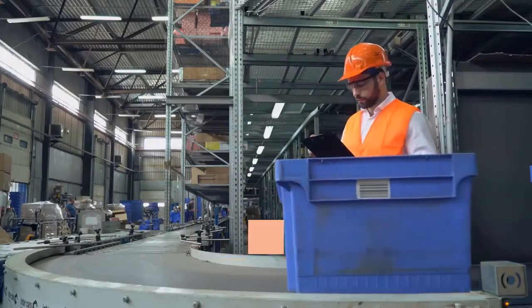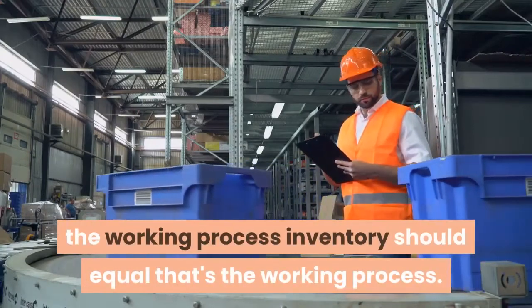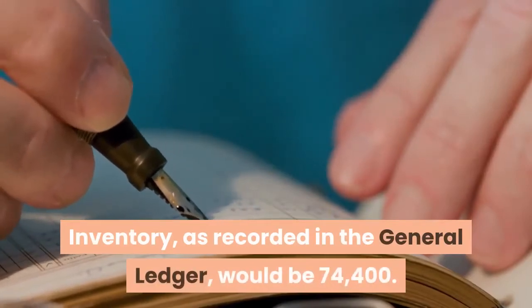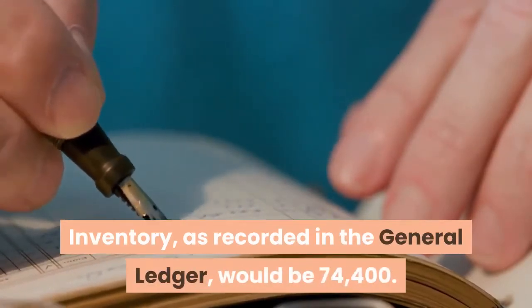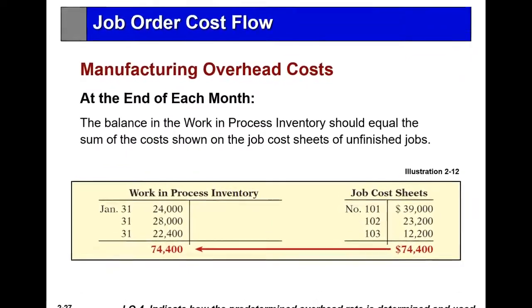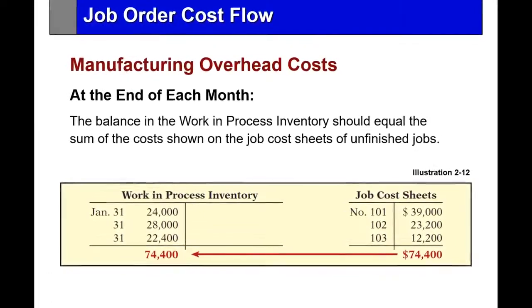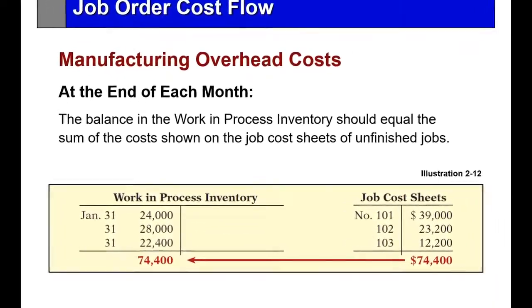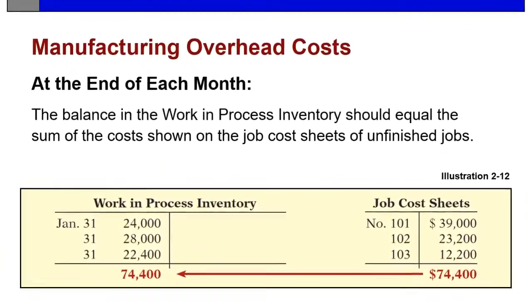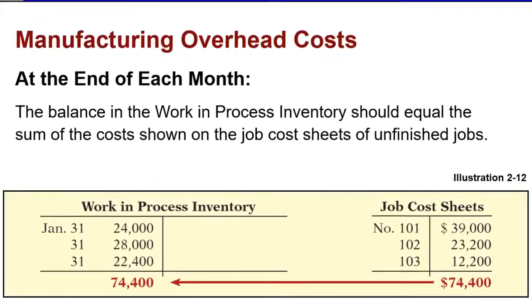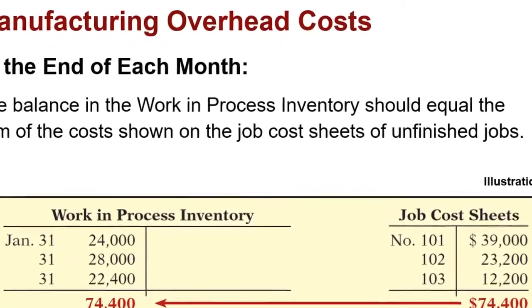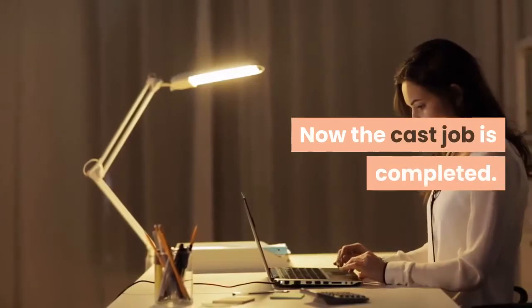So at the end of the month, the work in process inventory, as recorded in the general ledger, would be 74,400. My three cost elements: direct material, direct labor, and overhead, and on the job sheets, when I take job 101 and add the total cost in job 102 and 103, I come up with 74,400. So you see, management always has control of the manufacturing cost on the production floor of a manufacturing company through the records. Now the cost job is completed.